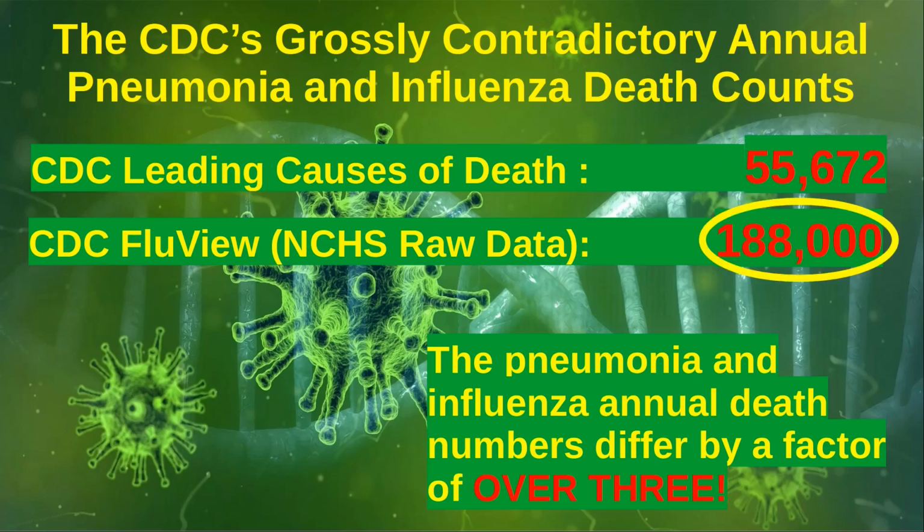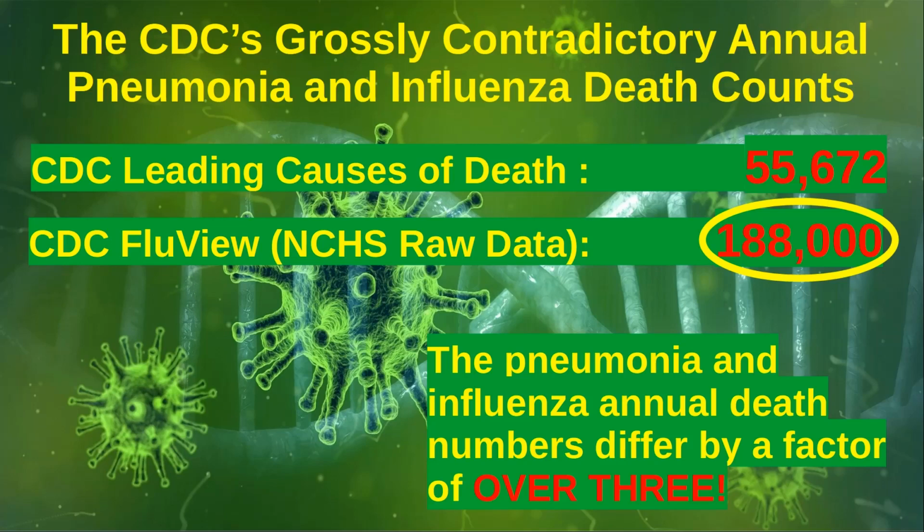However, the raw data from the National Center for Health Statistics used by the FluView website, which also does not have error bars, gives a number of about 188,000 deaths from influenza and pneumonia in 2017, and the numbers are similar for other years.